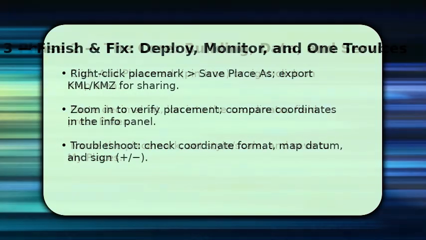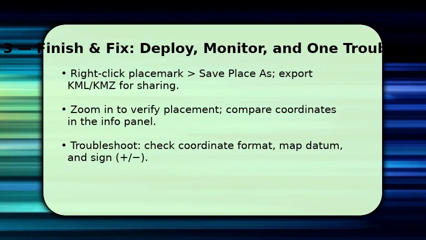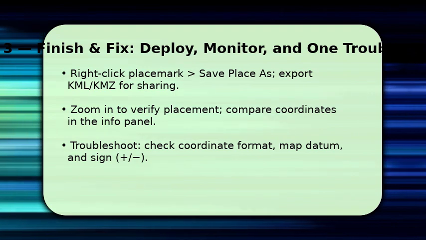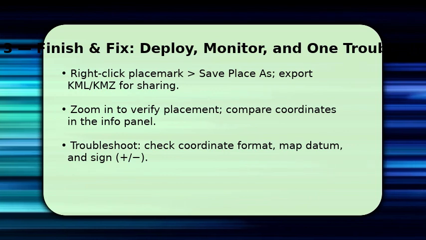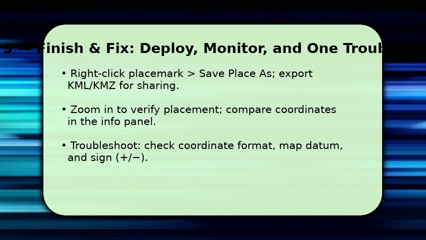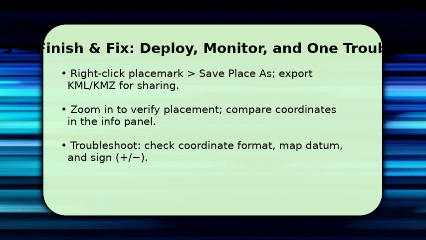Finally, you'll export or verify the location to finish. Right-click the placemark and choose Save Place As to create a KML or KMZ file for sharing. This preserves exact coordinates. Zoom in and reopen the placemark info to confirm the numbers match your source. If something's off, check the coordinate format, confirm the sign for east versus west and north versus south, and ensure you're using the same datum. These fixes resolve almost all placement errors.